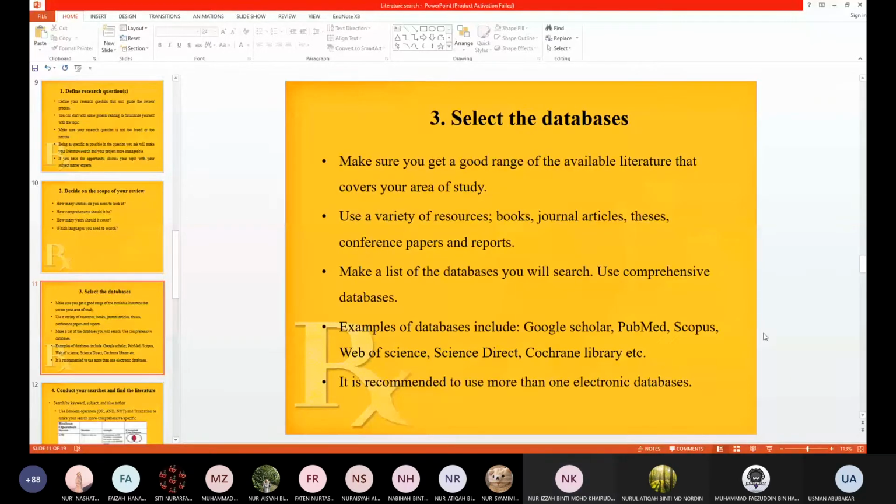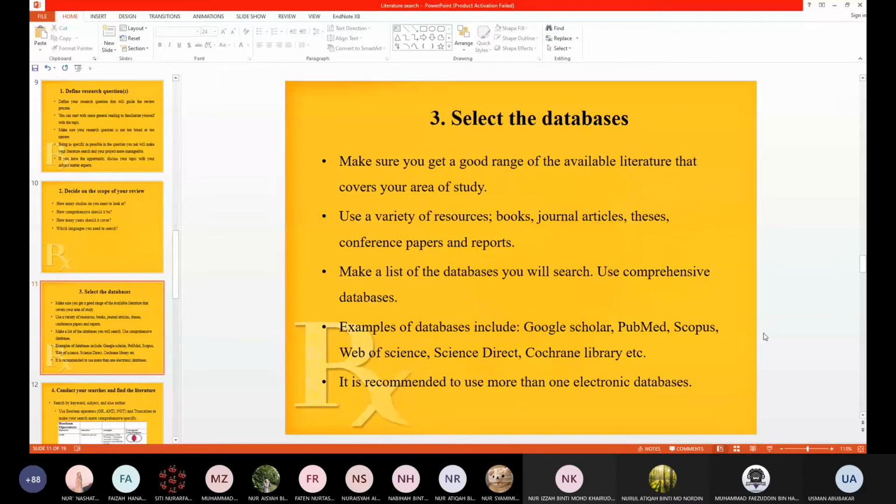The third aspect is you select the databases. Which database do you want to search? Okay, so now we are actually using electronic databases. Examples of electronic databases include Google Scholar, PubMed, Scopus, Web of Science, Science Direct, Cochrane, ProQuest, EBSCOhost, a lot of them that you could use. But usually it is recommended that you use more than one electronic database because it is difficult to have just one database that will index all of the existing materials.